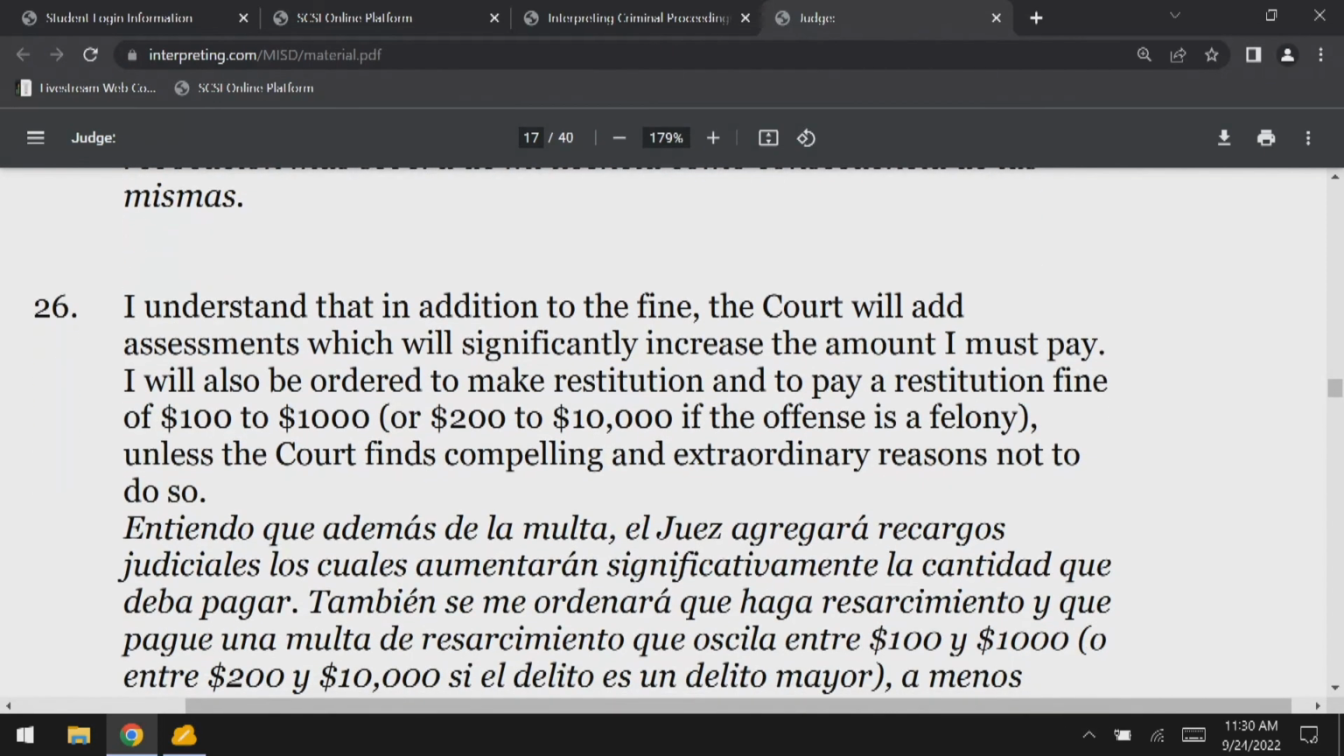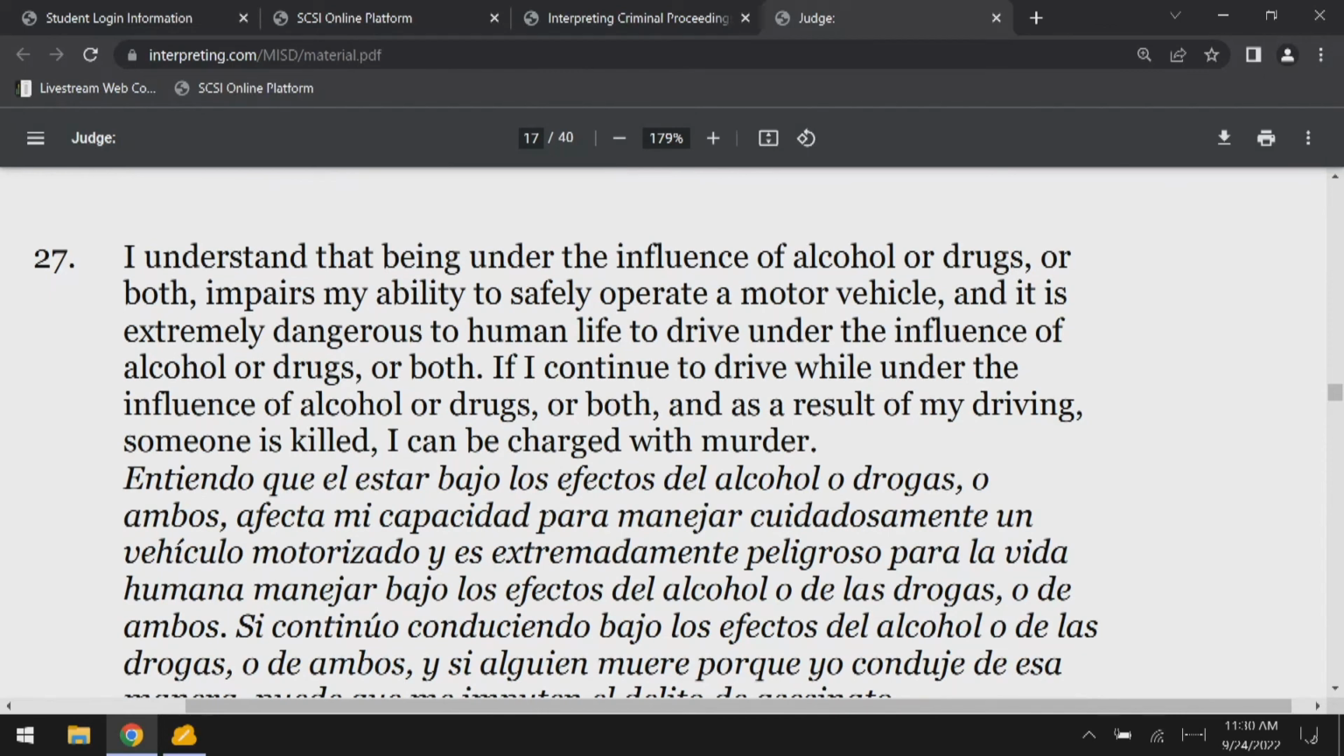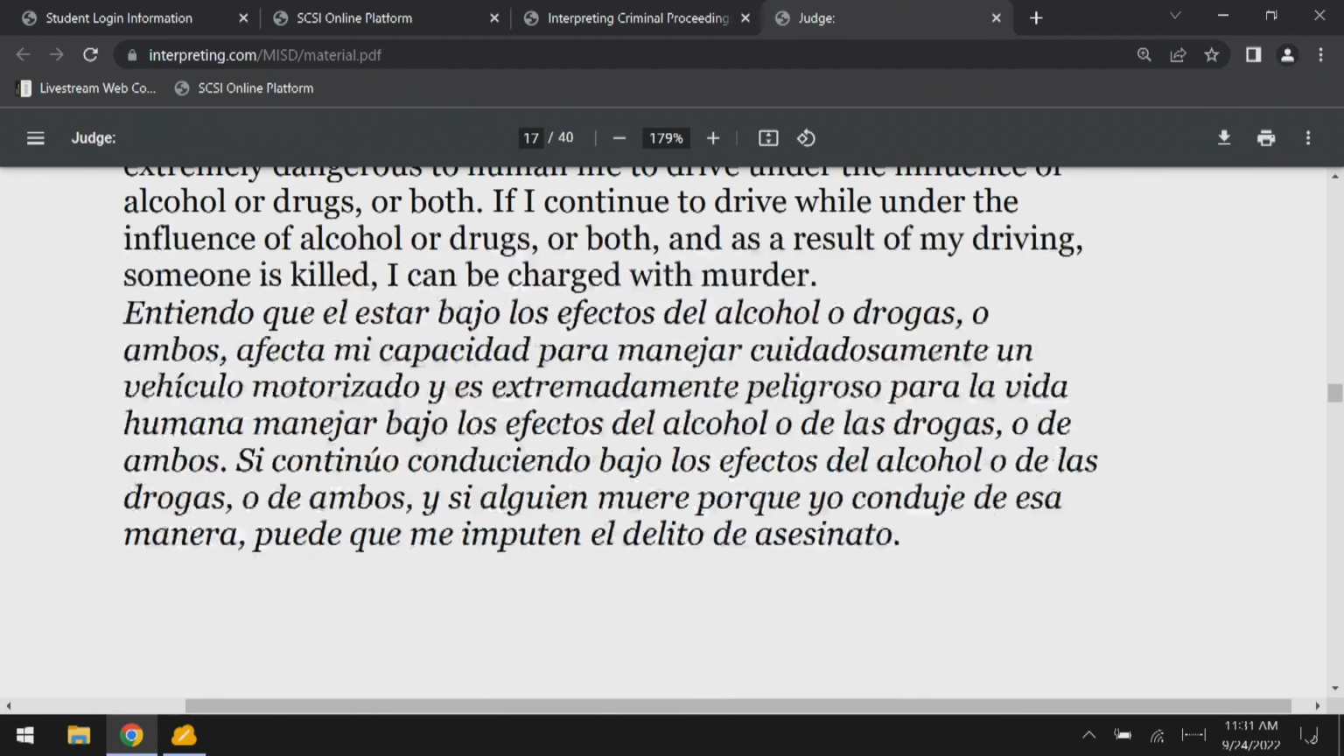And then it talks about the fines and the consequences of that fine. And then it talks a little bit about it. If you are under the influence of alcohol, that impairs your ability to safely operate a motor vehicle. This number 27 is known as a Watson warning in law. It's a warning that was approved by the courts after the case of People versus Watson, and that basically tells the defendant what could be the consequences of driving under the influence of alcohol, and what will be the consequences in case you kill somebody driving under the influence of alcohol. So 27 is new.